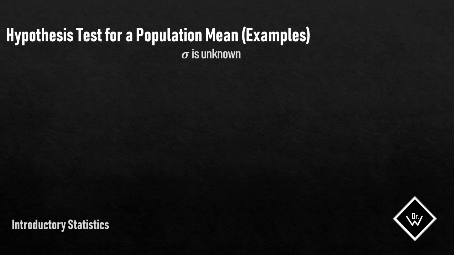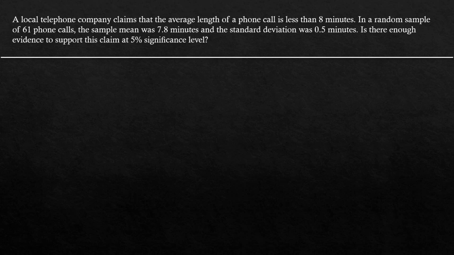Hypothesis test for a population mean. Examples. Sigma is unknown. A local telephone company claims that the average length of a phone call is less than 8 minutes. In a random sample of 61 phone calls, the sample mean was 7.8 minutes and the standard deviation was 0.5 minutes. Is there enough evidence to support this claim at 5% significance level?